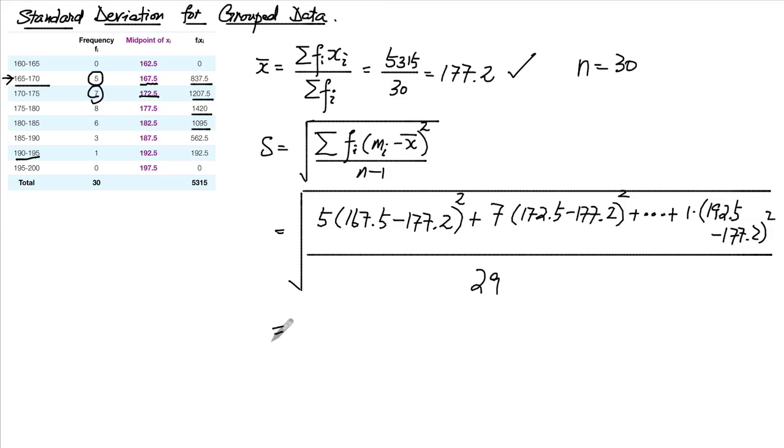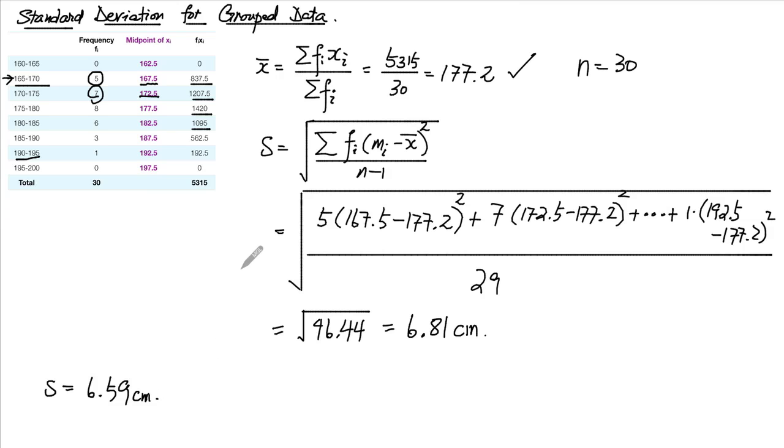If we compute what's on the inside, we get the square root of 46.44. Plug that into a calculator and we'll get a standard deviation of 6.81 centimeters as such. In fact, I also calculated the exact sample standard deviation without having the data grouped into bins, and that number was 6.59 centimeters.